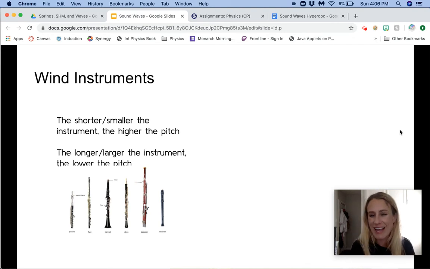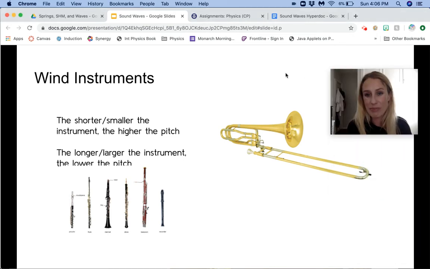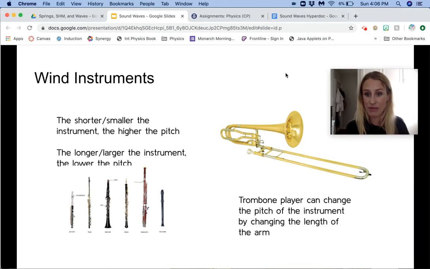So again, a trombone player can change the pitch by moving the arm of that trombone. So a longer arm means a lower pitch. Of course, this is kind of simplifying this. I do know that you can play different notes on these instruments as well by changing the orientation of your mouth and things like that. So this is an oversimplification, but it still holds.